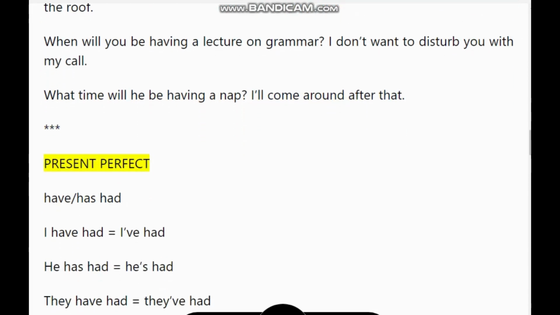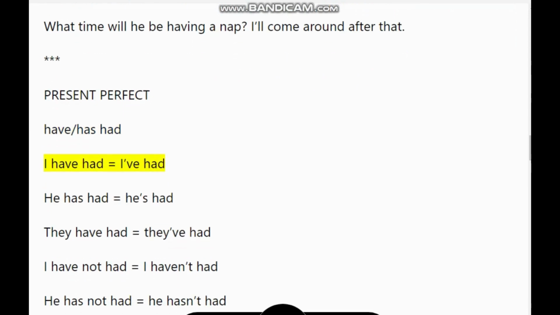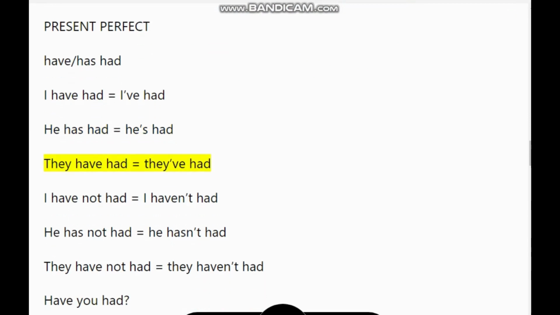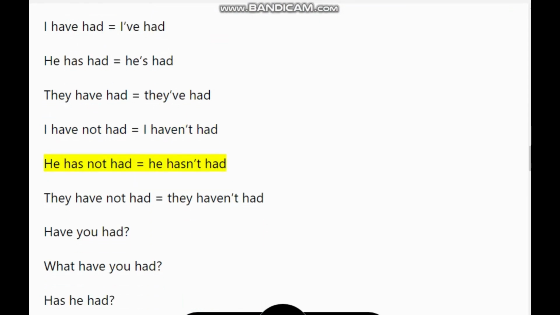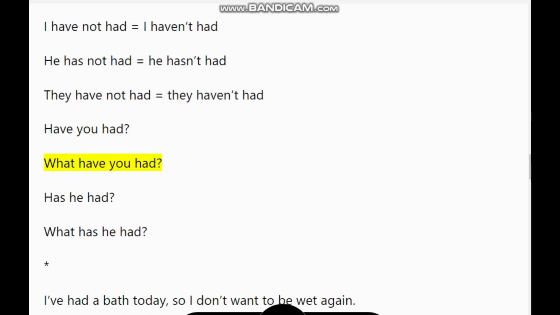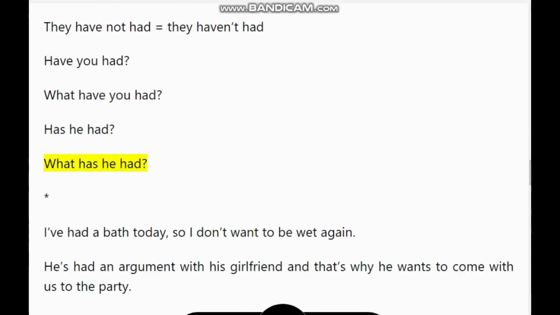Present perfect. Have, has had. I have had equals I've had. He has had equals he's had. They have had equals they've had. I have not had equals I haven't had. He has not had equals he hasn't had. They have not had equals they haven't had. Have you had? What have you had? Has he had? What has he had?